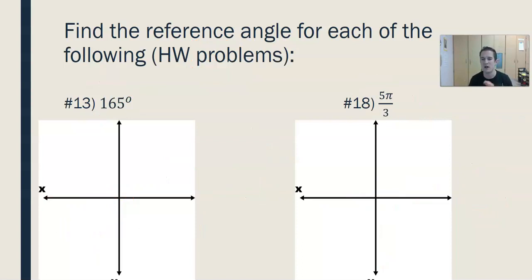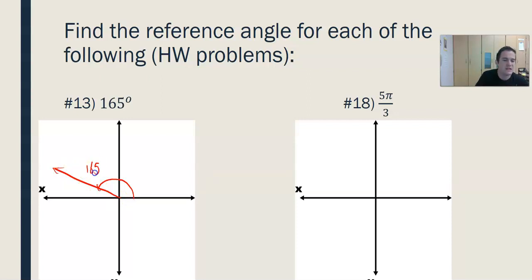Okay, let's do a couple of the homework problems. This is number 13 and number 18 off of your homework. So here I have 165 degrees. That's between 0 and 360. So let's just draw this. So let's see, here's 90 degrees, and I need to go 75 more degrees, right? I don't know, right here-ish.